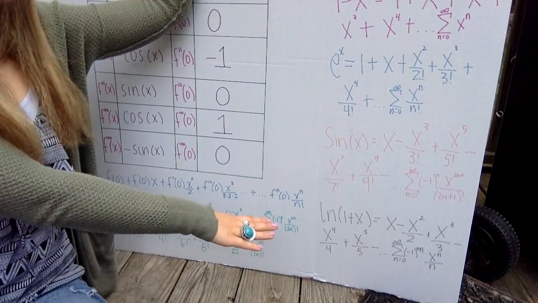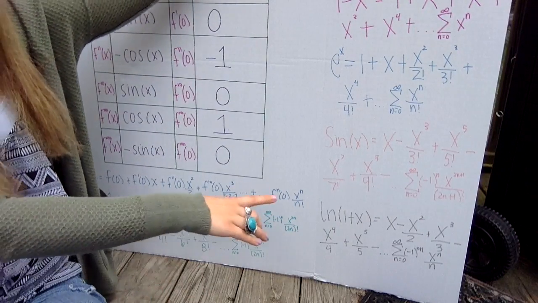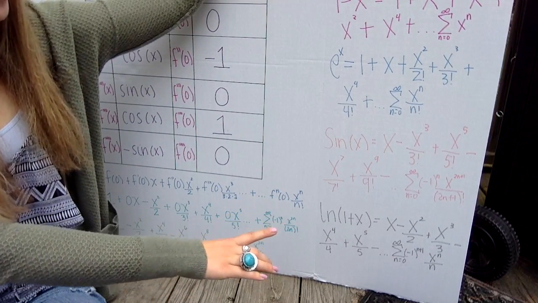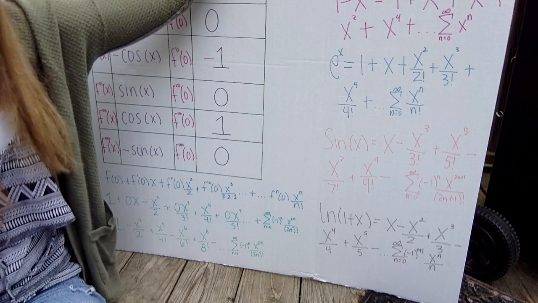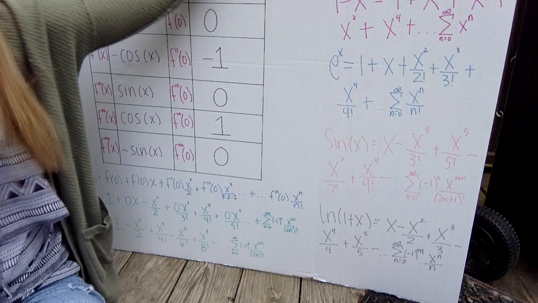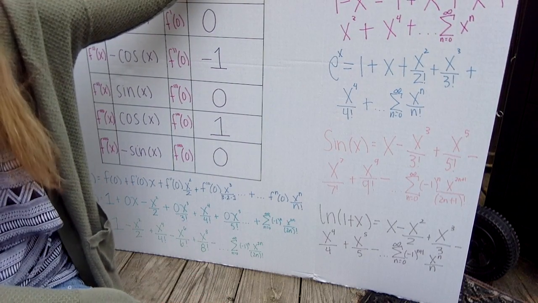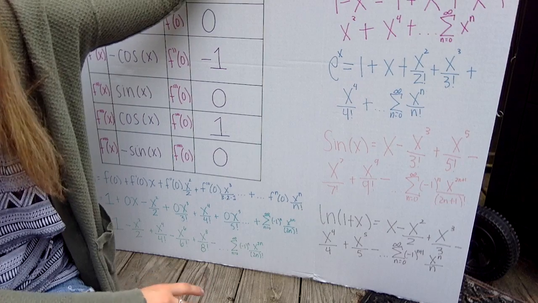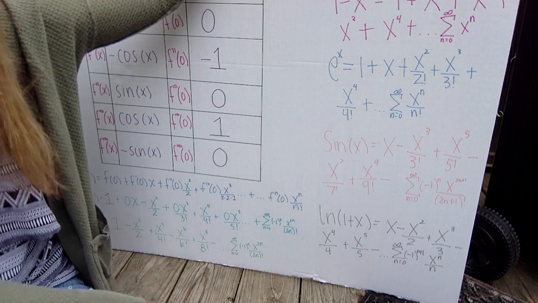The last function I put down here for an example is ln of 1 plus x. So you're going to have x minus x squared over 2 plus x cubed over 3 minus x to the 4th over 4 plus x to the 5th over 5. And the notation is a sum from n equals 0 to infinity of minus 1 to the n plus 1, as you know, it means it's alternating, x to the n over n.